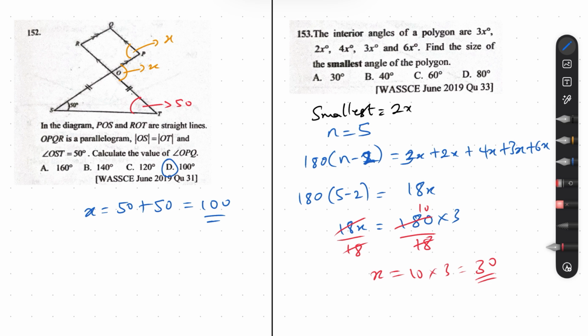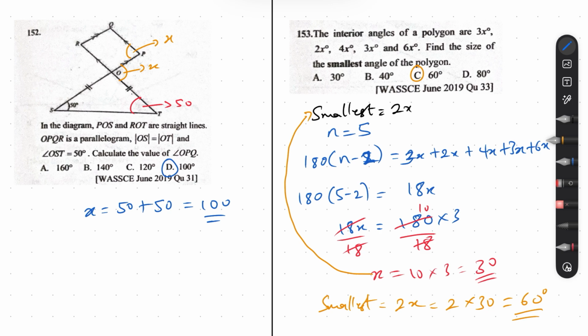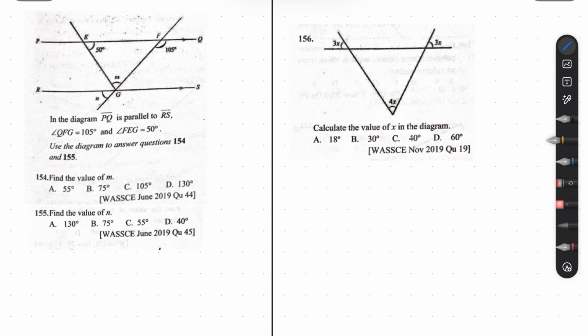So now we can just put this x right here into this equation to find our smallest. So smallest is equal to 2x. That is 2 times 30, which equals 60. So our answer is C. All right, so let's move on to the next question, which is question 154.